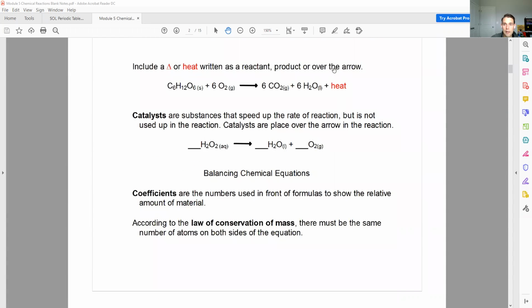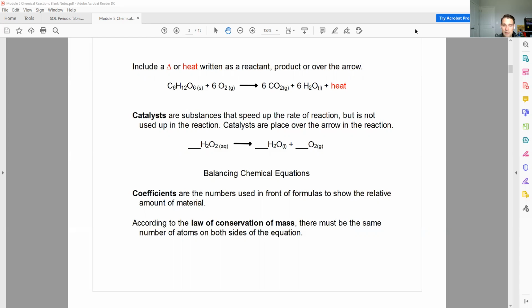Other parts of chemical equations that are important, if there is energy or heat that's either included as a reactant, as a product, it can go over the arrow, or you can see here for this reaction, which is a combustion reaction, we'll go over those later, it's giving off heat, okay? Catalysts are substances that speed up the rate of a reaction, but is not used in the reaction. Catalysts are placed over the arrow in the reaction. So here, this is an unbalanced equation, okay?